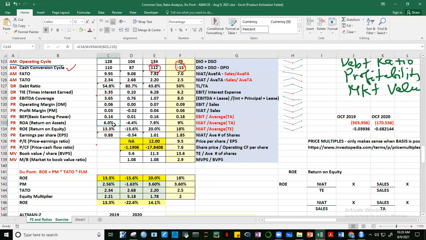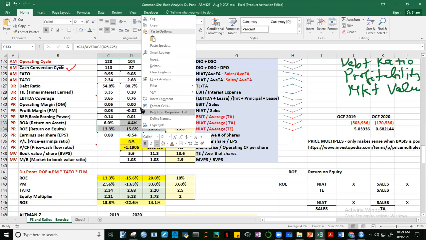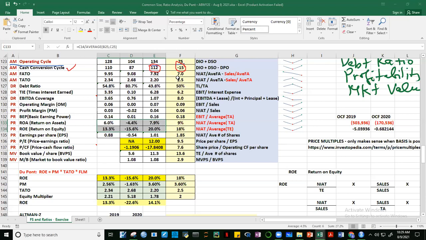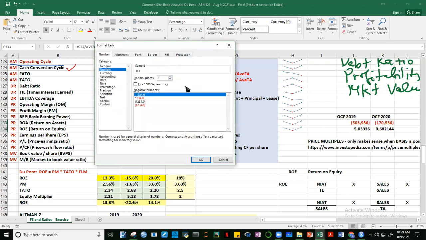Ano ibig sabihin ng 6%? Ibig sabihin yan, for every 1 peso of asset na ginamit, nag-generate siya ng 6 centavos na profit. No? Siyempre, mas malaki si BEP guys kasi si BEP based on EBIT, hindi pa na-deduct dito yung interest at saka taxes. Ito yung pinaka-bottom line na. So if I make this as, just to compare this with, gawin kong numbers guys. No? Number na lang.